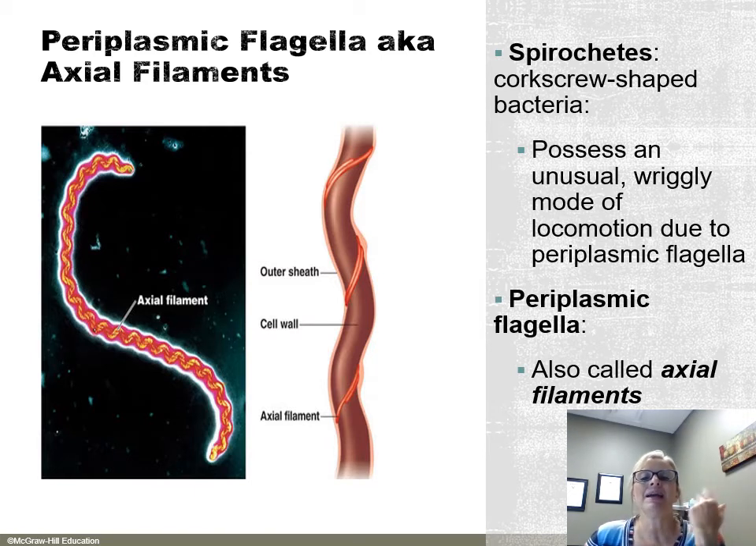So this is going to be anchored or enclosed in the space between the cell wall and the cytoplasmic membrane. I kind of like this illustration here. You can see how it goes around, and these kind of spiral around, okay? And they help with movement. It's a corkscrew-shaped bacteria, and it moves like you would expect a corkscrew to move.